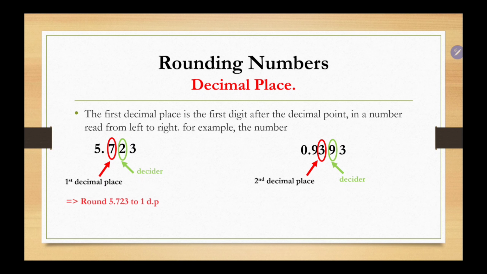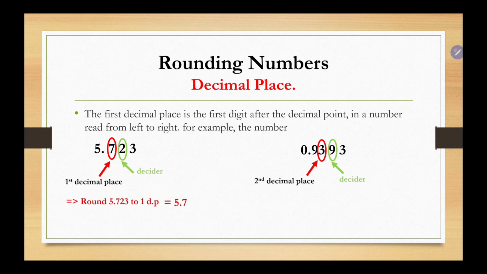So we're going to start off by rounding 5.723 to one decimal place. So 2 is the decider in this case, so it's less than 5. When the decider is less than 5, we're just going to round the 7 down, okay? We want to round to one decimal place, and remember the first decimal place had the number 7, so we have to round the 7 down, which means we don't add anything to the 7. Okay, so that would be 5.7 as our answer.